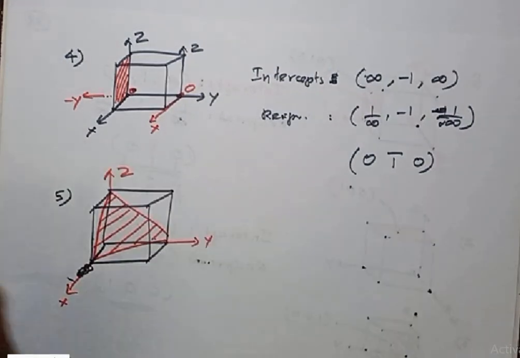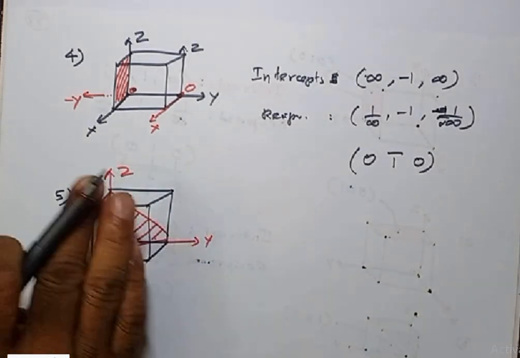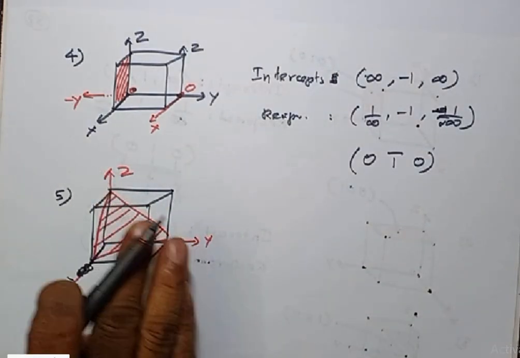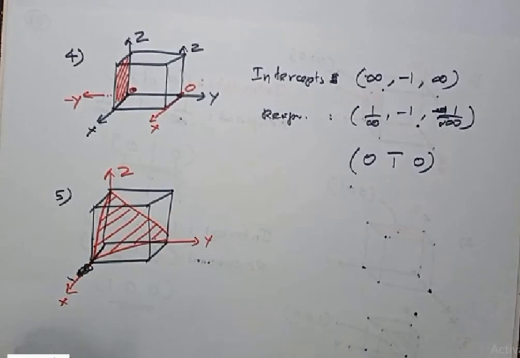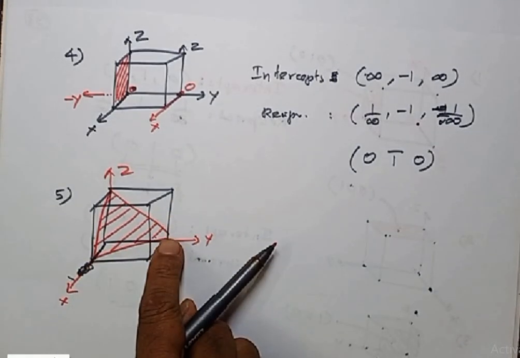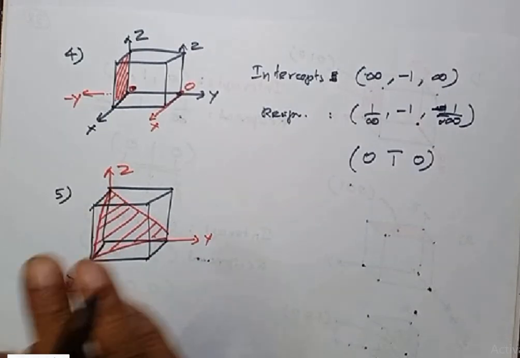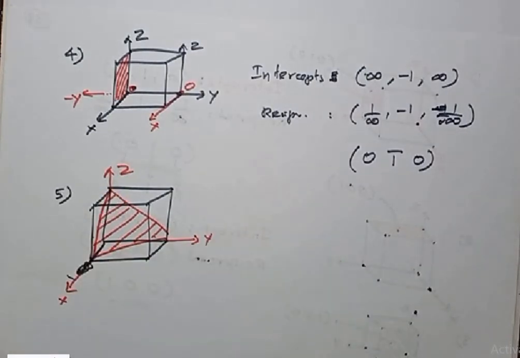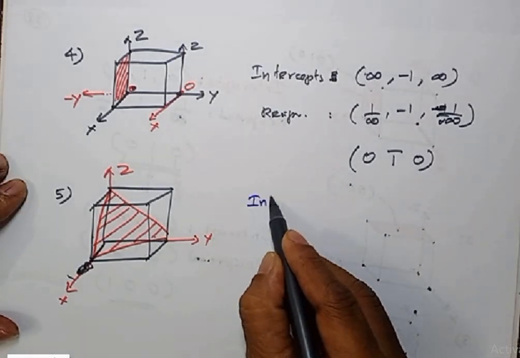Now I have given a plane here. Okay, the plane is actually passing in the diagonal direction inside the unit cell. It cuts the x-axis, it cuts the y-axis, it also cuts the z-axis in unit length. So how to find the Miller indices? Very simple. The first step is find the intercepts.